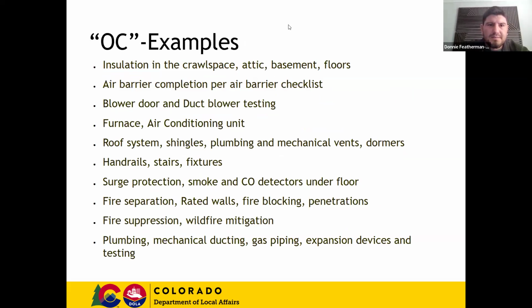All right, so here are some examples of OC items. Insulation and crawl space, attics, basements, floors, air barrier completion per the air barrier checklist, blower door and duct blower testing. The blower door and duct blower testing can be done at the factory, but typically that's going to be utilized for maybe a one box unit.